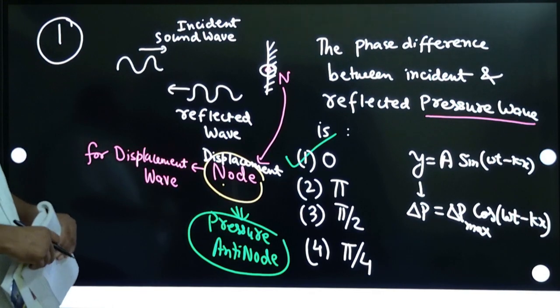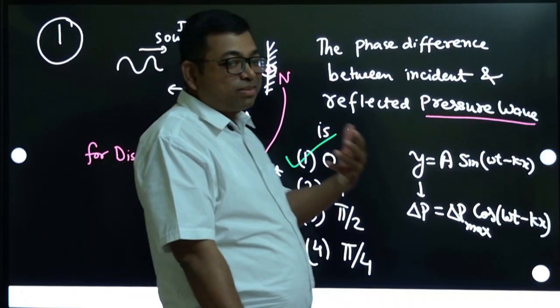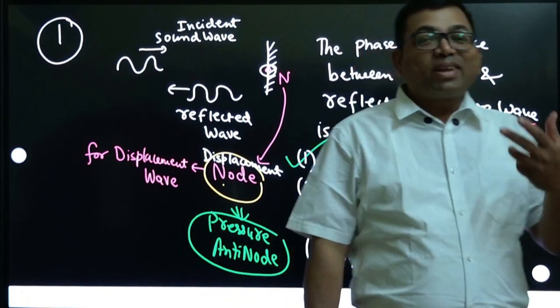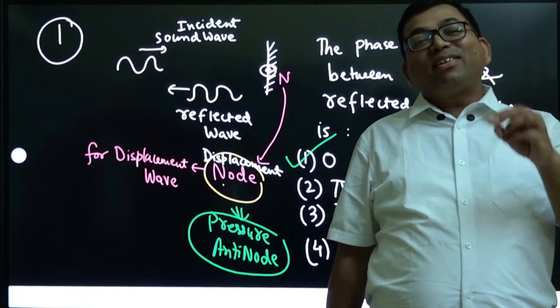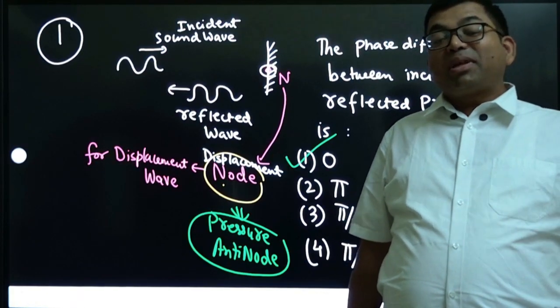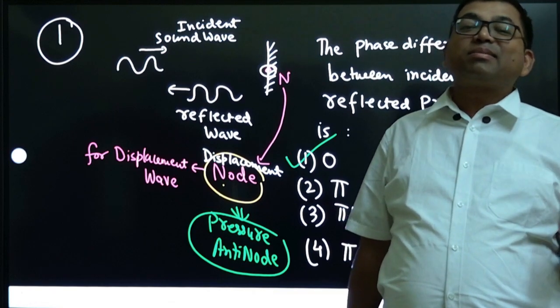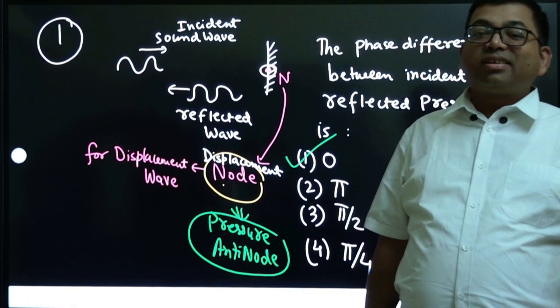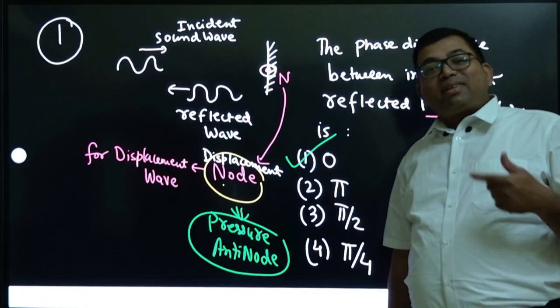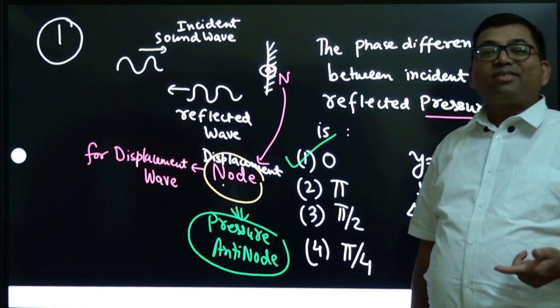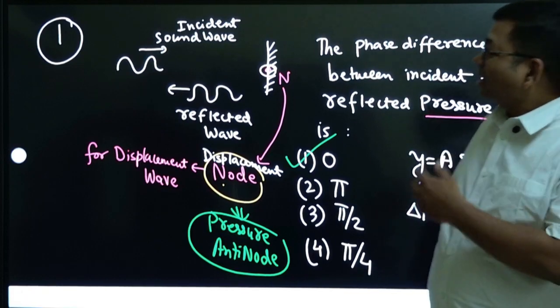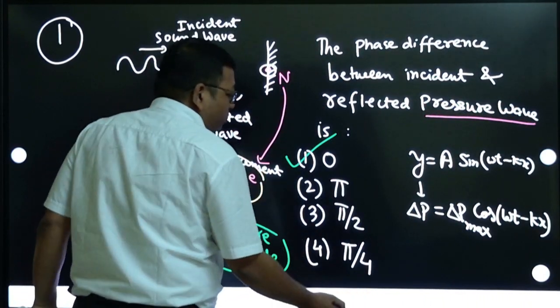Okay, so the thing is that this may not be explicitly mentioned in the book. When you solve the question, only then do you understand that pressure node and antinode are different from displacement node and antinode, right? That is why it is important to solve questions, so that we get so many ideas. Okay, let us move to the next one, question number 2.